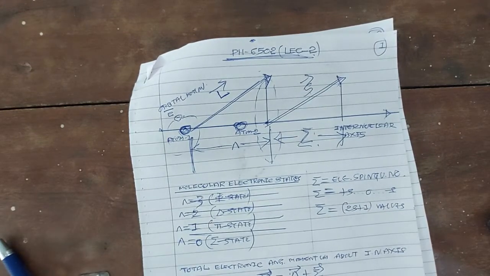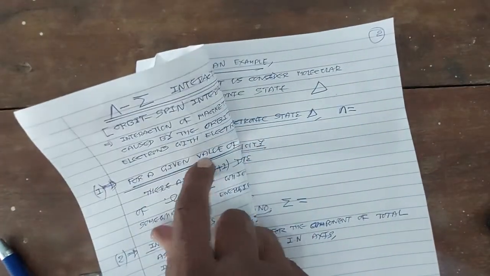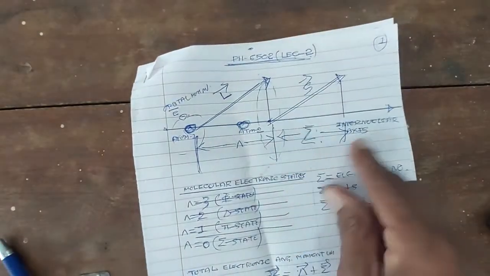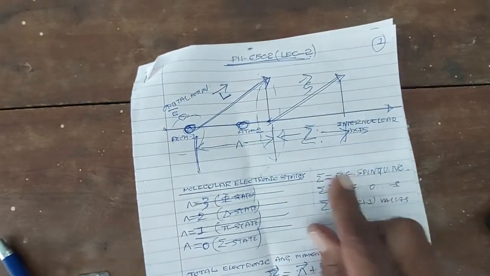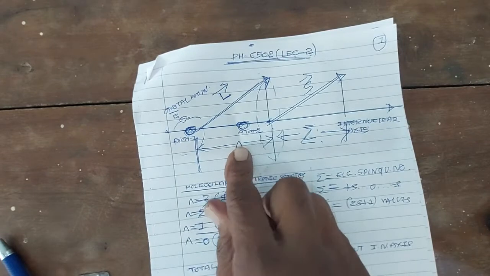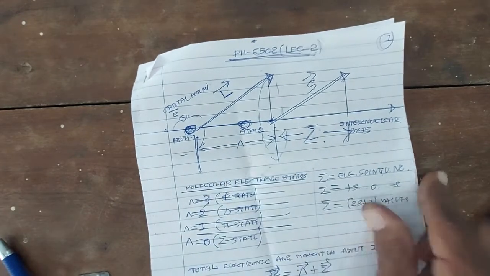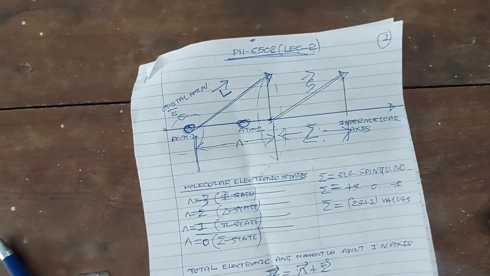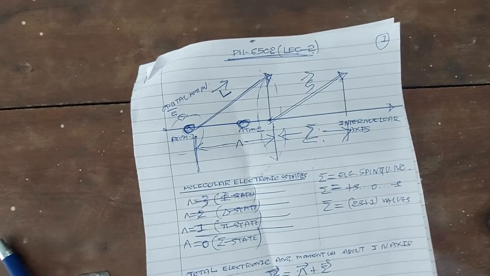Once again I repeat, for a given value of lambda, if the spin quantum number sigma has 2S plus 1 values from plus S to minus S, then the total quantum number omega, which is lambda plus sigma, also has 2S plus 1 values.